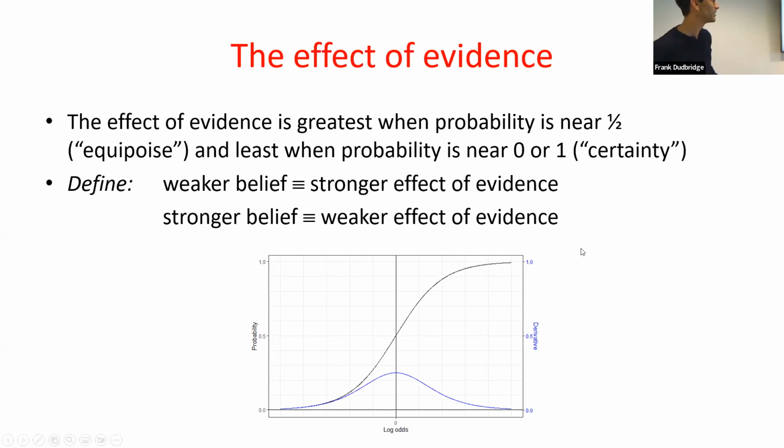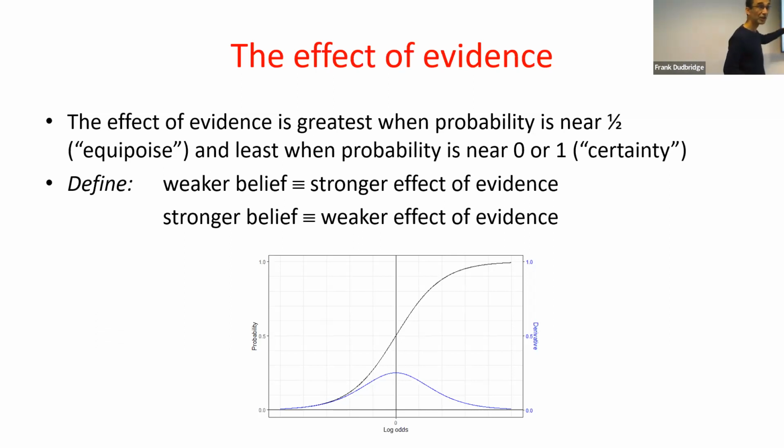Okay, so we can say that the effect of evidence is greatest at equipoise, and the effect of evidence is least at certainty. Right? And it's kind of intuitive, right? If your beliefs are completely set in stone, then no amount of evidence is going to change your mind. Or if you're completely equivocal about things, then that's how your mind can be changed most easily.